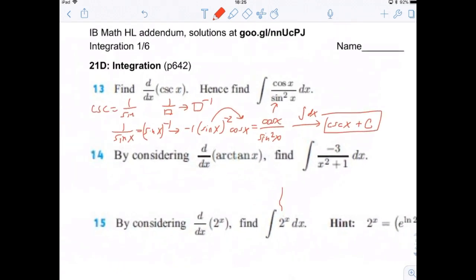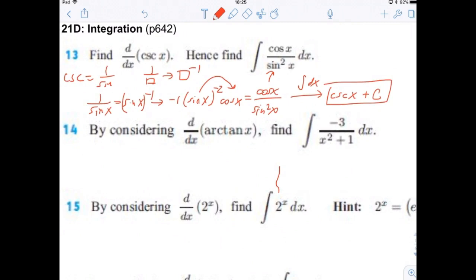All right. By considering the derivative of arctangent of x, find the integral. And remember, the derivative of arctangent x, as we found in the derivative section that we just did, is 1 over 1 plus x squared. And so if we were going to find the integral of something that looks like that, then the integral would be something that looks like arctangent. Okay?